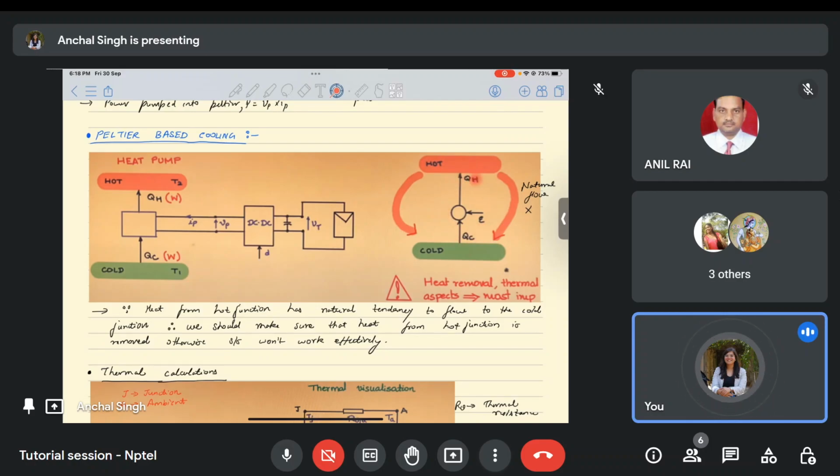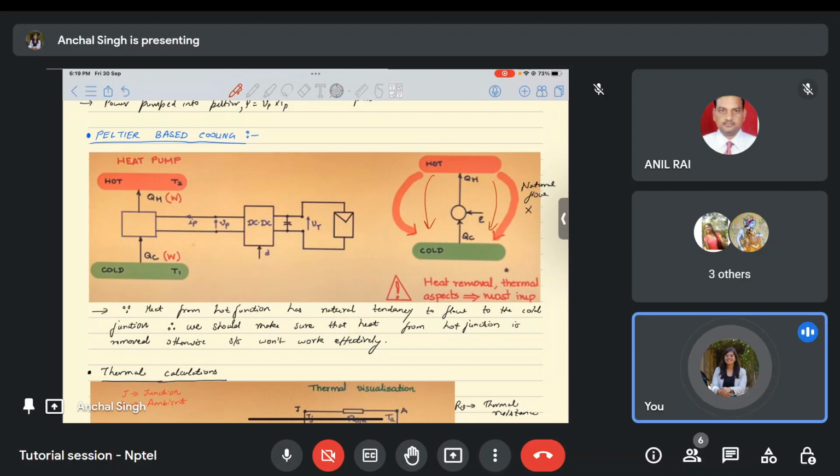But while we are doing this, energy will naturally flow from the hot junction to the cold junction through the sides. If I don't isolate this hot part, or don't dissipate its energy into the atmosphere, my system won't work properly, because the hot junction will be giving its energy back to the cold junction like this.